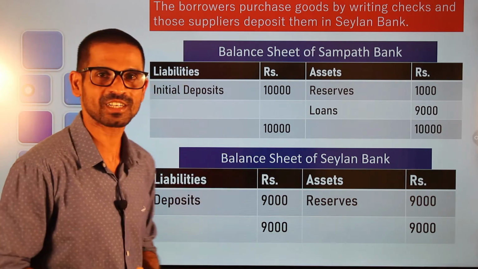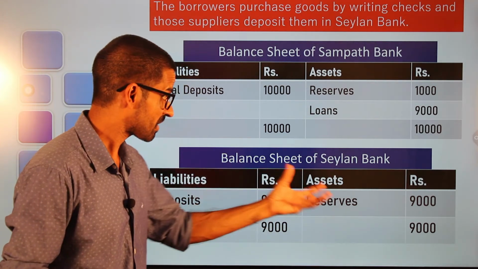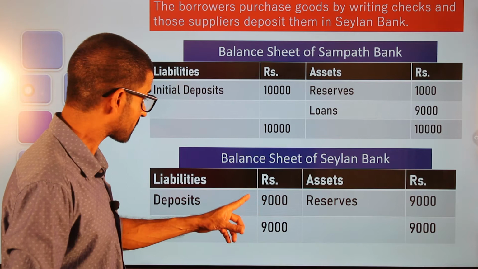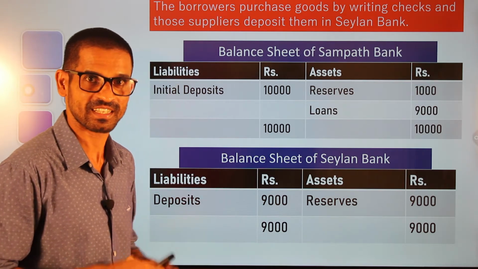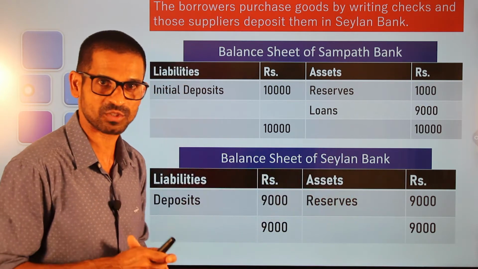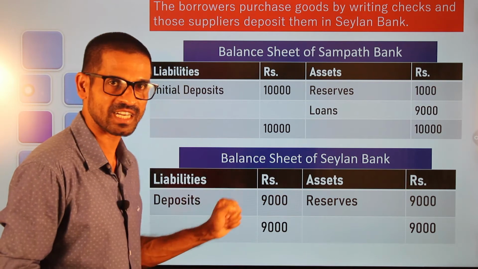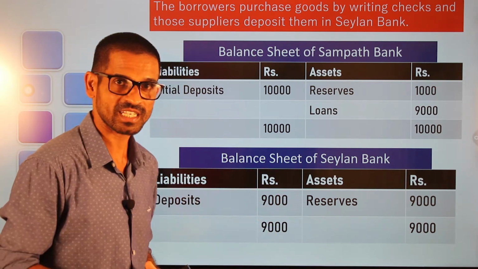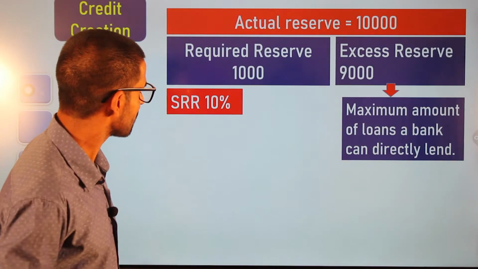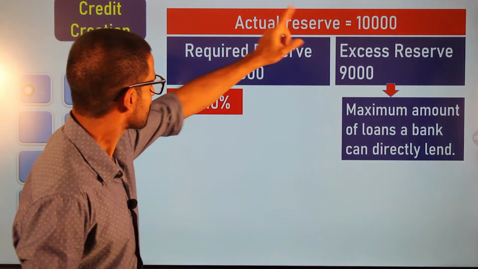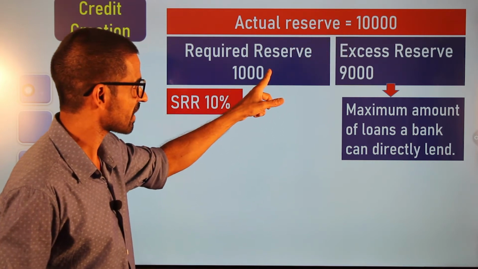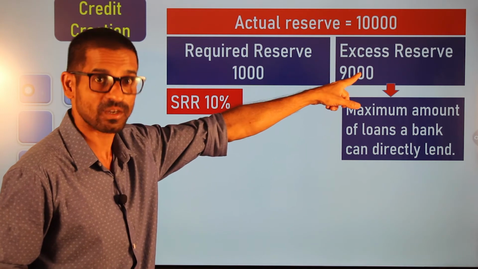But Ceylon Bank can grant loans, because Ceylon Bank has reserves of 9,000 and deposits of 9,000. Ceylon Bank has to keep 10% of 9,000, which is 900. That's the required reserve, right? Out of this 9,000 reserves, Ceylon Bank has to keep only 10% of deposits, which is 900. So the required reserve is 900, and the actual reserve is 9,000. So what is the excess reserve? This is the way we calculate that: actual reserve minus required reserve. The actual reserve is 9,000, the required reserve is 900, so the excess reserve is 8,100.